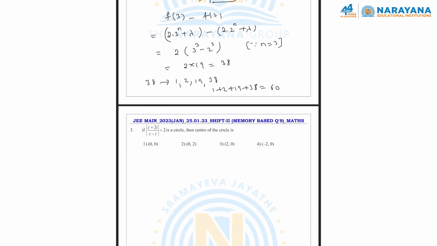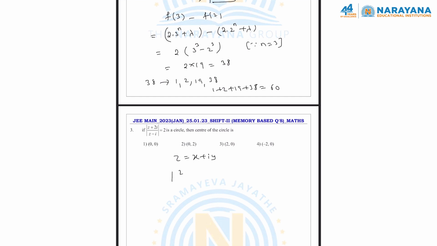Next, third question. Given that mod of (z + 2i) divided by (z − i) is equal to 2 is a circle, then the center of the circle is. For these types of problems, if you just take z = x + iy and substitute in the given equation, you will get the answer directly. So let us assume z = x + iy.